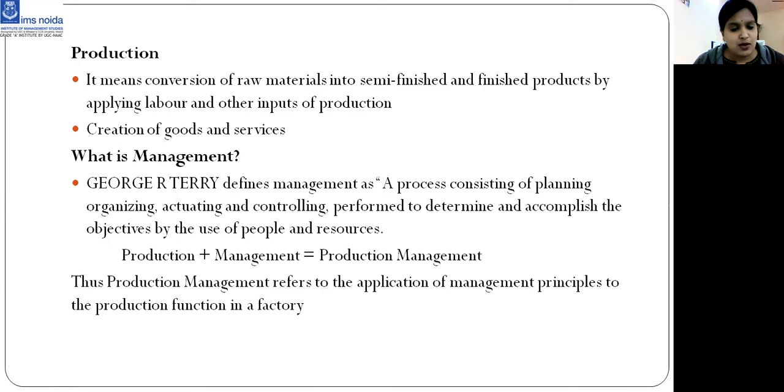What is management? We all know George R. Terry has defined management as a process consisting of planning, organizing, actuating, and controlling, performed to determine and accomplish the objectives by the use of people and resources. So combining them both, what production management means? It refers to the application of management principles to the production function in a factory.